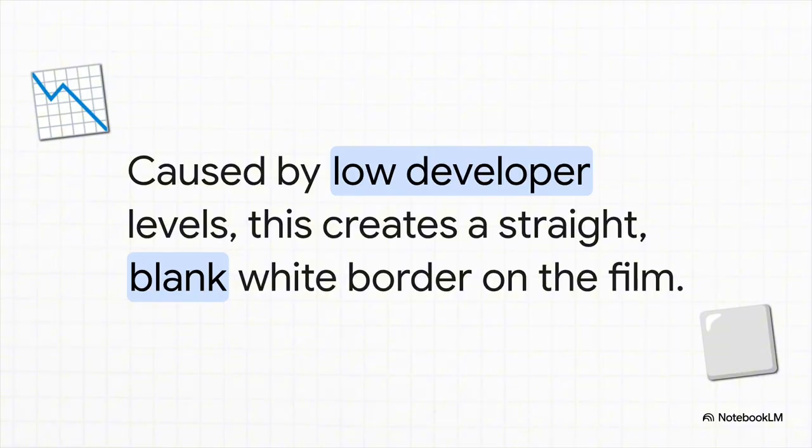This next one has a really distinct look. You see that perfectly straight white edge? That tells you that part of the film never even touched the developer's solution, usually just because the chemical level was too low. The latent image was there, all right, but without the developer, it never got revealed, leaving a completely blank and totally useless area.